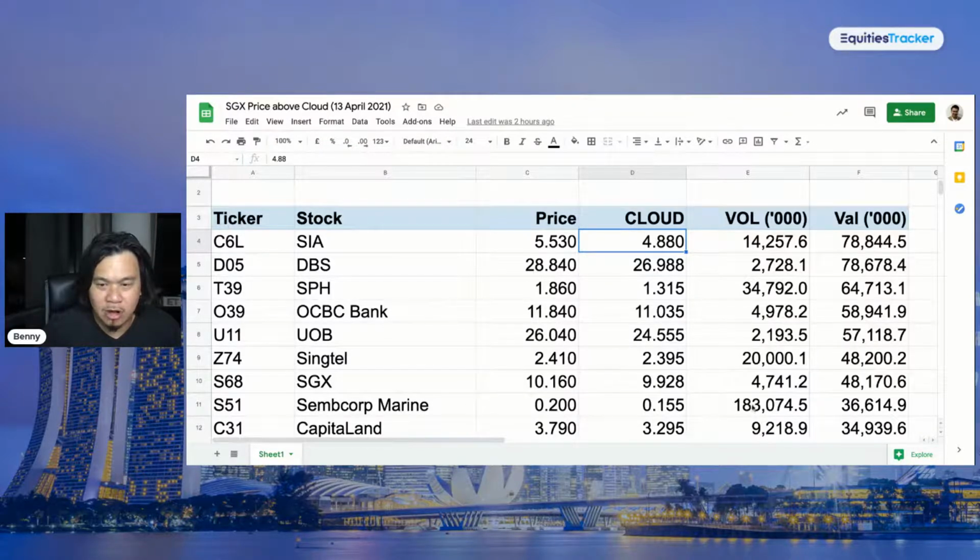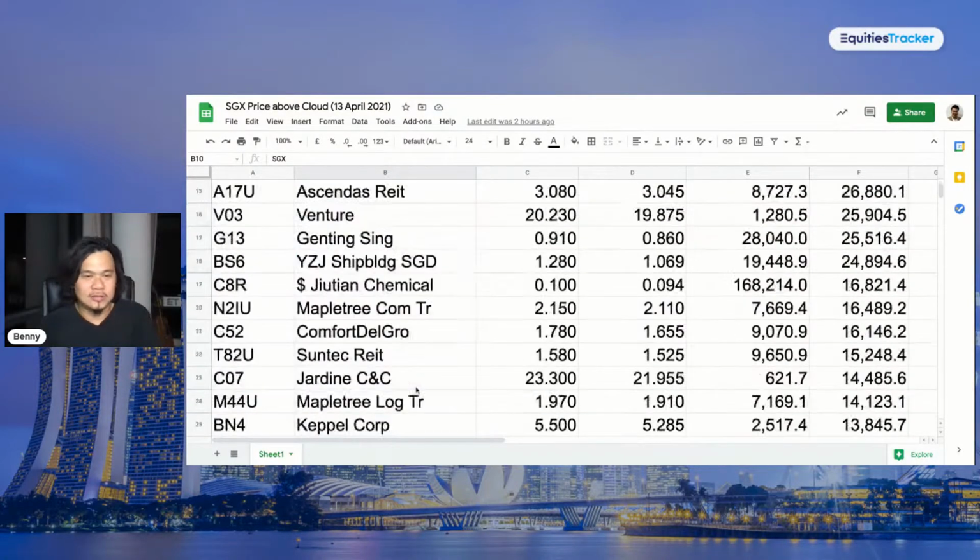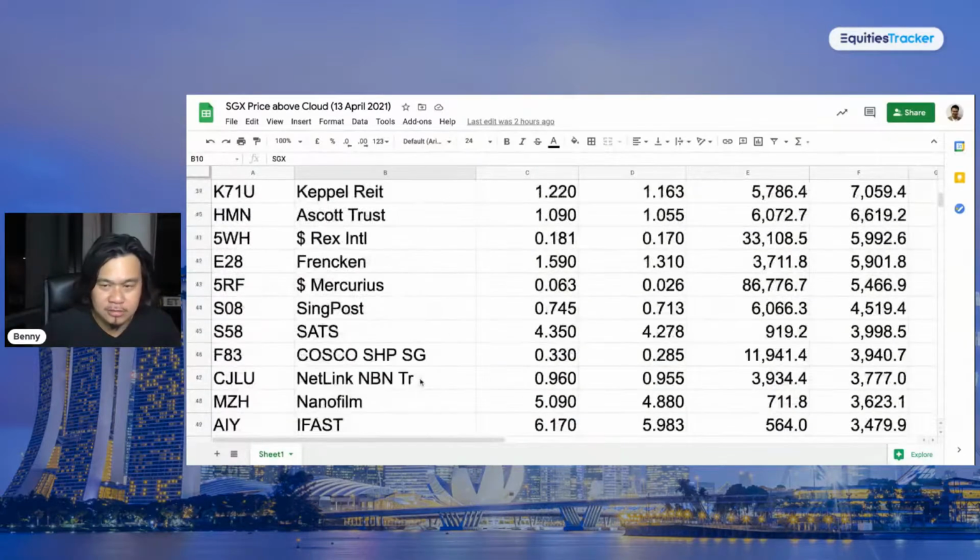Sembawang Corp here had 183 million shares traded, but because it's only a 20-cent share, the value is lower. So these are stocks. We have SIA above the cloud. We have DBS bullish, SPH bullish, OCBC Bank bullish, UOB bullish, Singtel bullish, SGX bullish, and so on and so forth. These are all bullish counters.